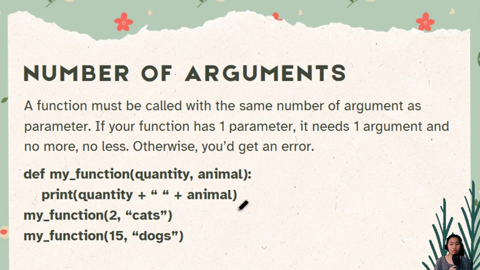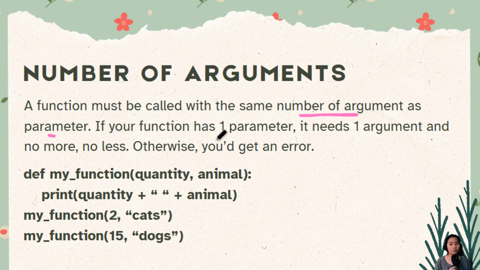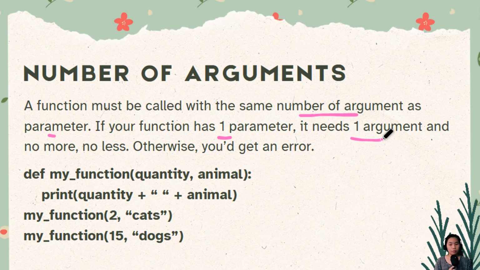Next up, the number of arguments. A function must be called with the same number of arguments as the same quantity of parameters. So if a function only has one parameter, it only needs one argument, no more, no less, otherwise you get an error. But if you want to bypass that error in the case of not knowing the exact quantity of arguments or parameters that you need, I'll show you in a little bit.